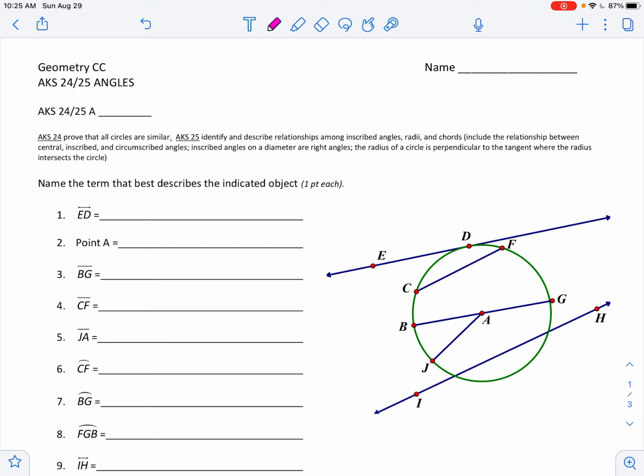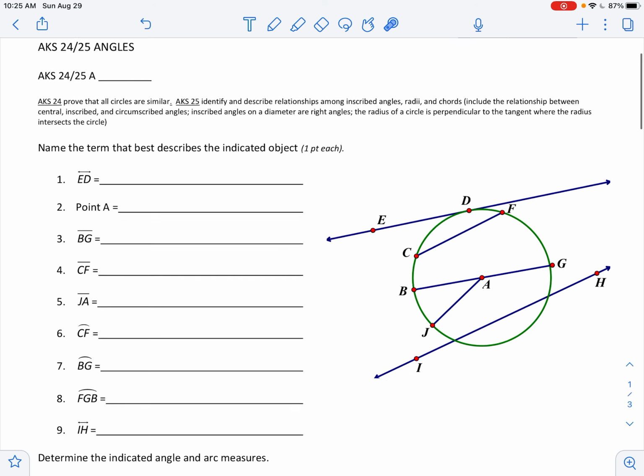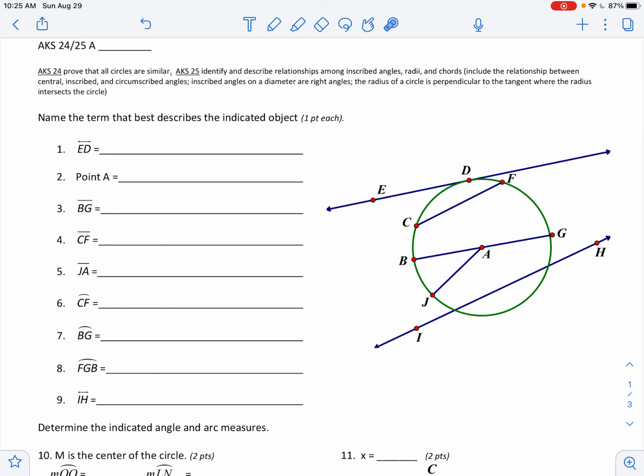All right, we're going to go over the vocabulary section of the angles quiz. So, getting started, question 1 asks us to name line ED. Here is point E, here is point D, and the line that goes between them is this line right here. Notice that this line, in relation to the circle, only touches the circle one time. It touches right here. Whenever it looks like it just touches once, that's what we call a tangent line.